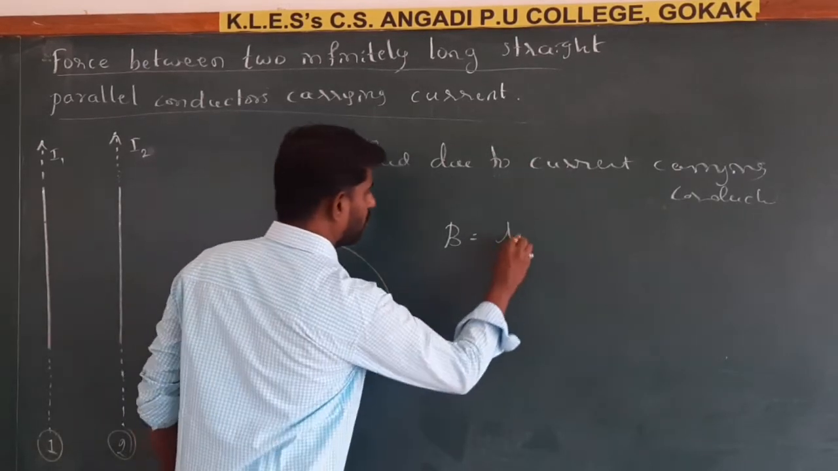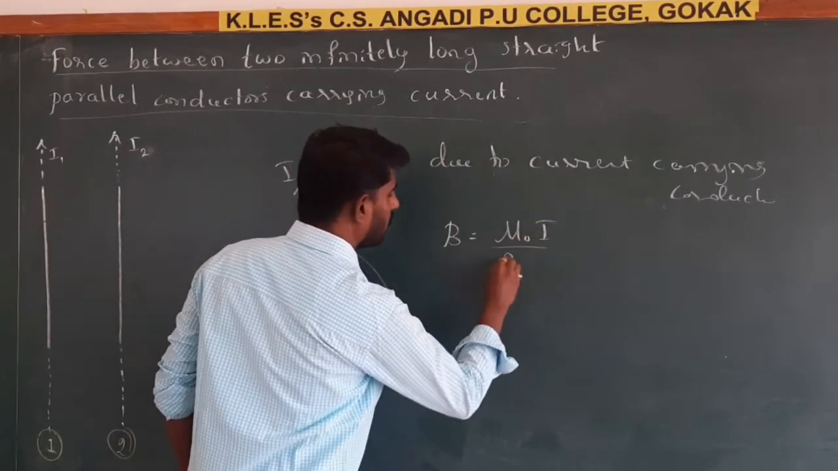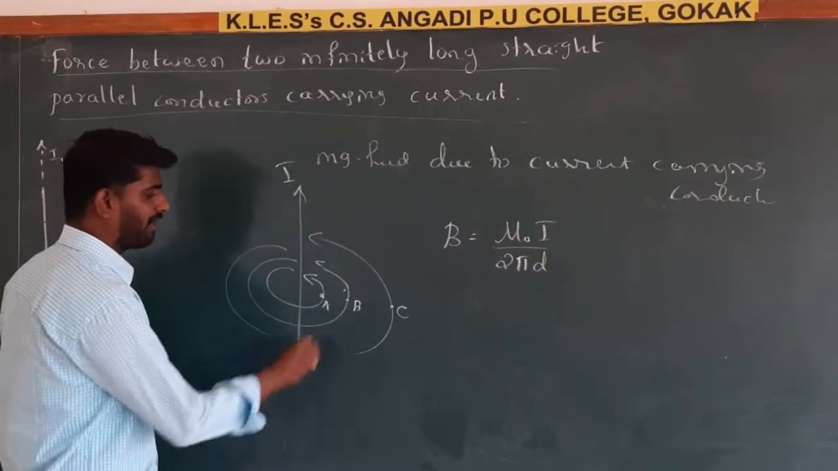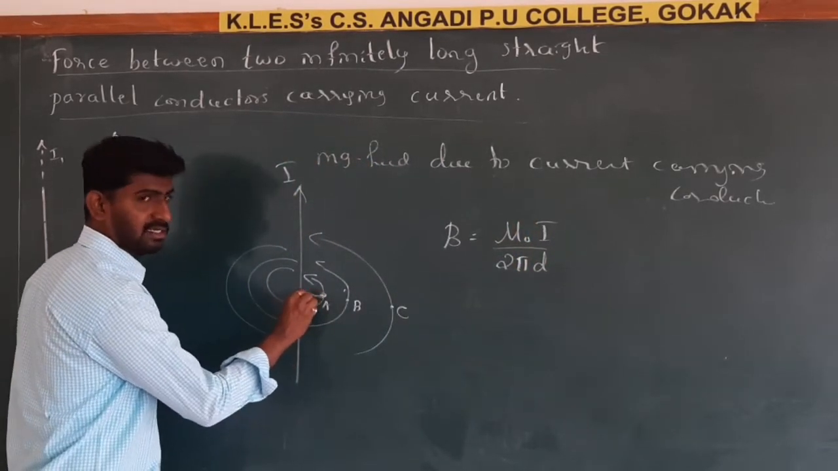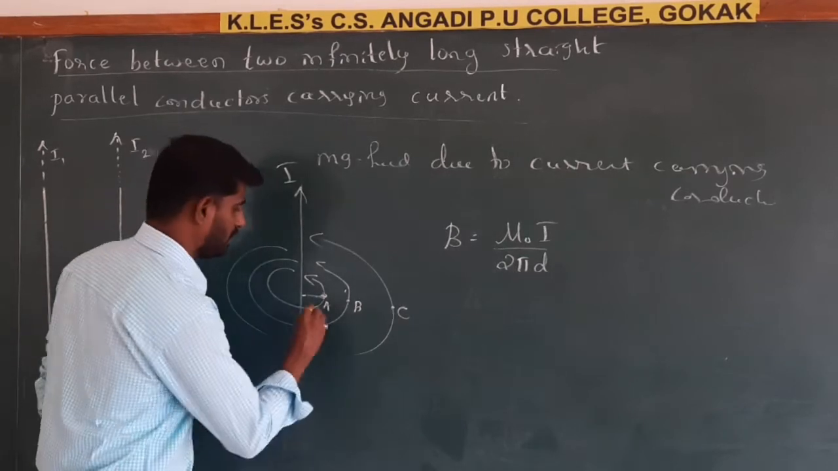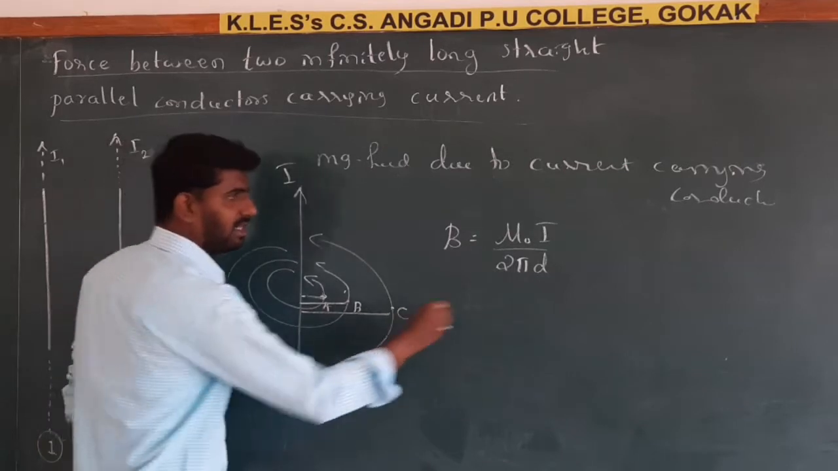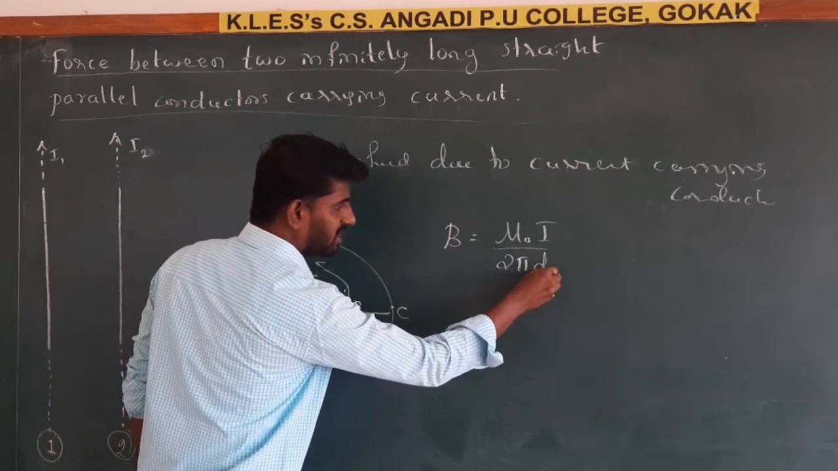This is mu naught I divided by 2 pi into the distance. So if you want to get the magnetic field at point A, you should take this distance. If you want to get the magnetic field at B point, you should take this distance. If you want to get it at C, you should take this distance. See here, the distance d is in the denominator.